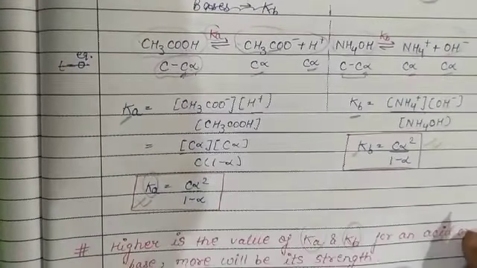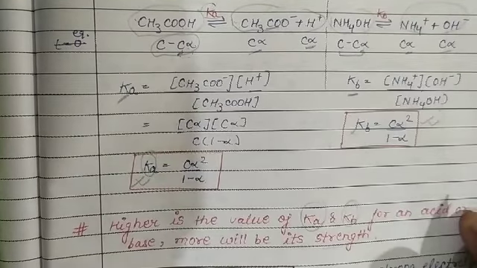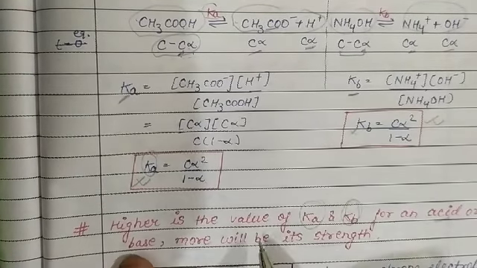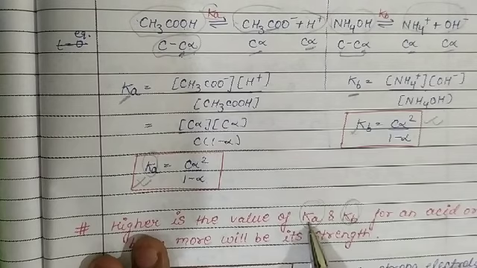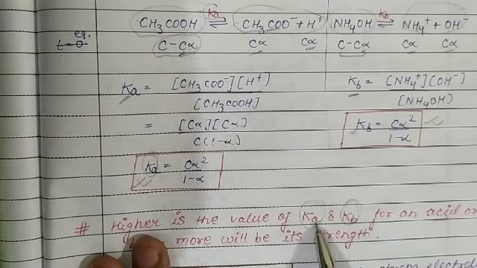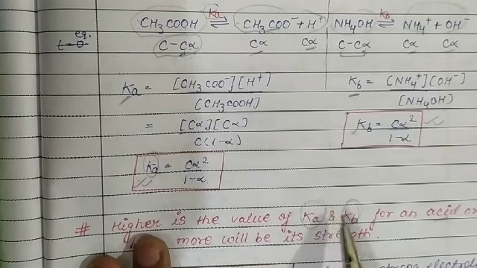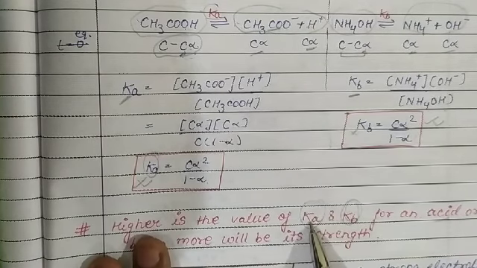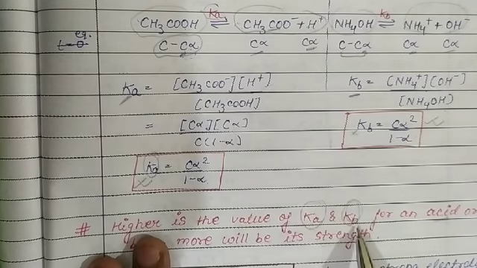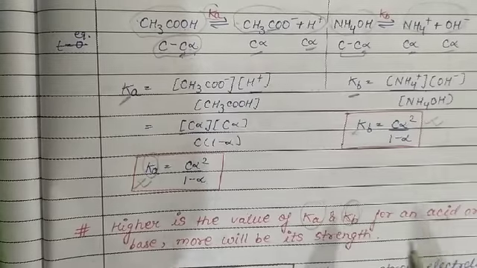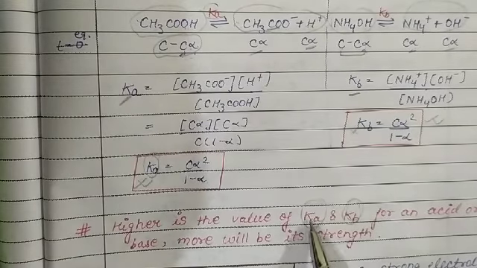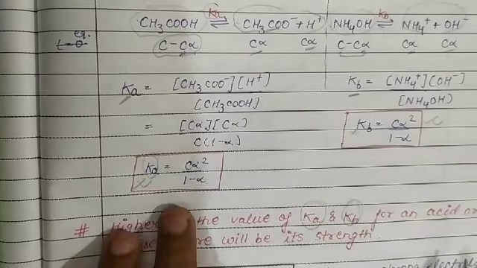Now, what is the significance of the values of Ka and Kb? See, if the value of Ka is higher, it means more dissociation of the acid, it means the acid is stronger. So the higher the value of Ka, the stronger the acid, and the higher the value of Kb, the stronger the base. So acidic or basic strength depends on the values of Ka and Kb.